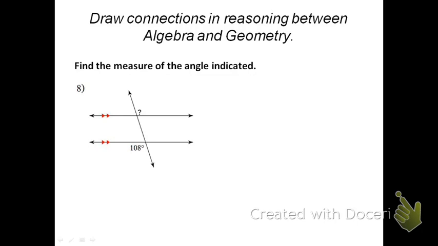For number 8, with 108 degrees, if we look at that as an obtuse angle, and we look at that top section with the question mark, that also is an obtuse angle. Guess what? Those are congruent. So the measure of angle question mark in this case is 108 degrees.